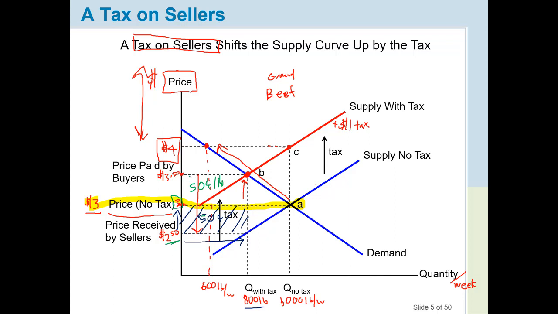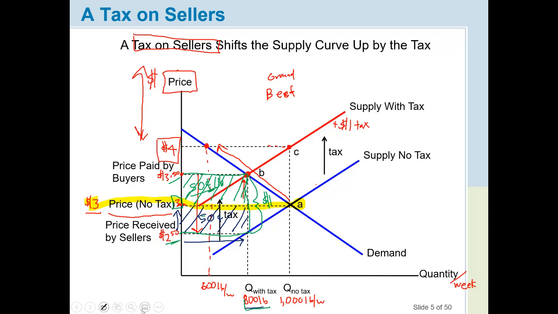And the buyer's share of the tax is their 50 cents. So they paid $3.50. They used to pay $3, so they've got a 50 cents higher price because of the tax. 50 cents times the 800 pounds. So this area here in the graph represents the amount of tax. Of course, the total of the tax would be the vertical distance here, which is $1, times the 800 pounds, $800, of which $400 is borne by the buyers and $400 is borne by the sellers.